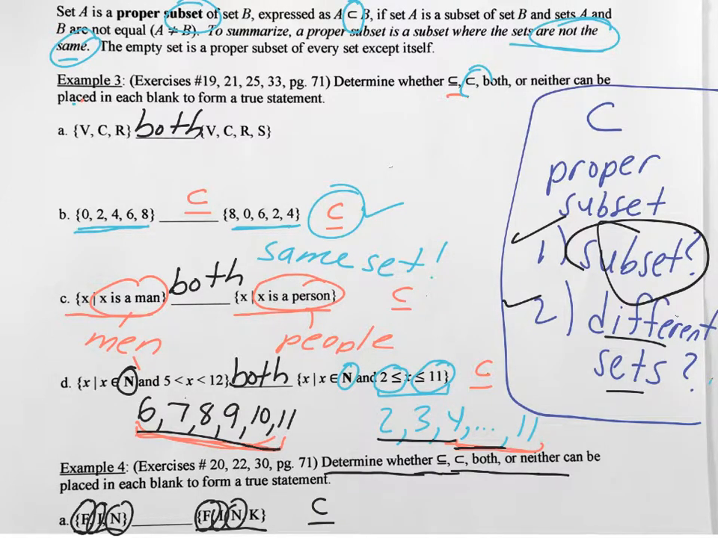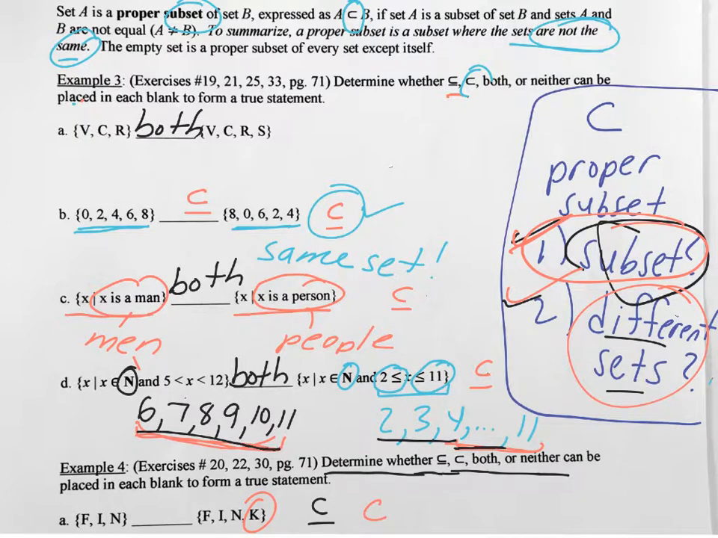Okay, let's check our criteria to see if we can take it a step further and say it's also a proper subset. So, criteria 1, was it a subset? Well, we just said yes. Criteria 2, are these different sets? Yes, the set on the right has a K in it, whereas the set does not. So they're not the same set. Yay, they're different sets. So it also passes criteria 2, so it's also a proper subset. So the answer is both. It's a subset and it's a proper subset.